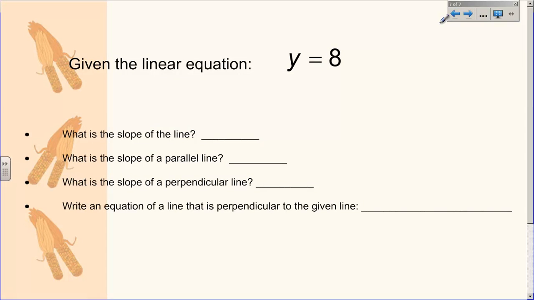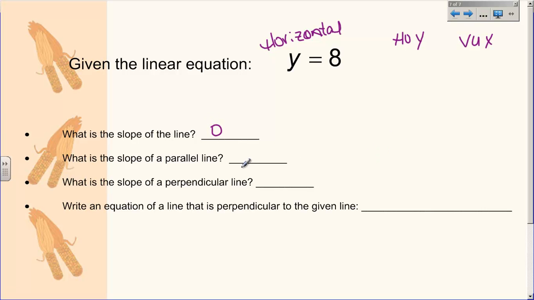So one last thing. This is a fun one. Given this linear equation, y equals 8. First of all, what is the slope of the line? This is where these acronyms that we learned come in handy. HOY and VUX. If you remember HOY, horizontal lines, 0 slope, or y equals. This equation is y equals. There is no x, there is no anything else, it is just y equals. That means this is a horizontal line. And since it is a horizontal line, that means it has 0 slope. So the slope of that line is 0.